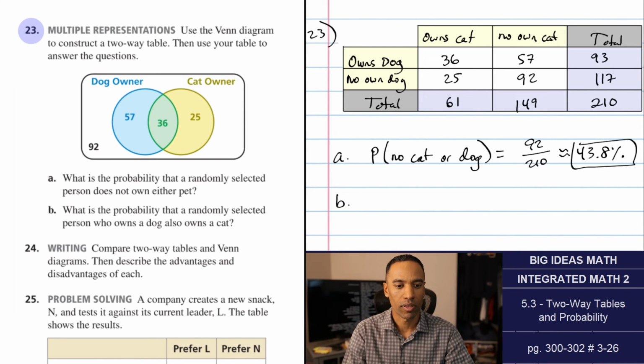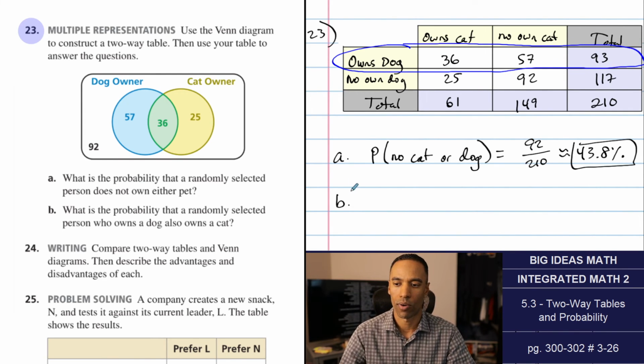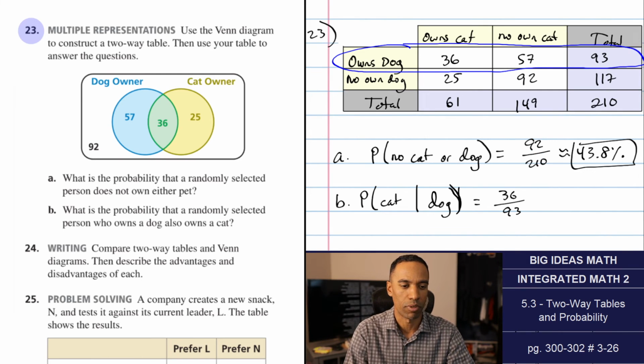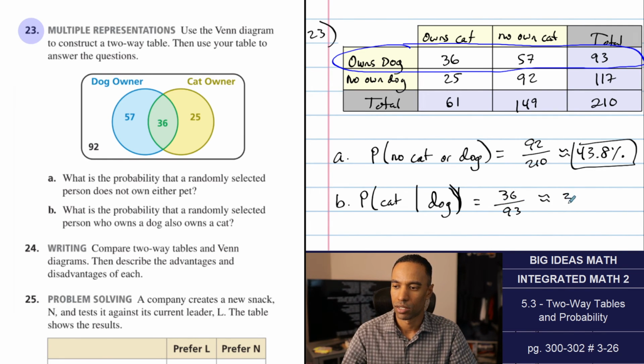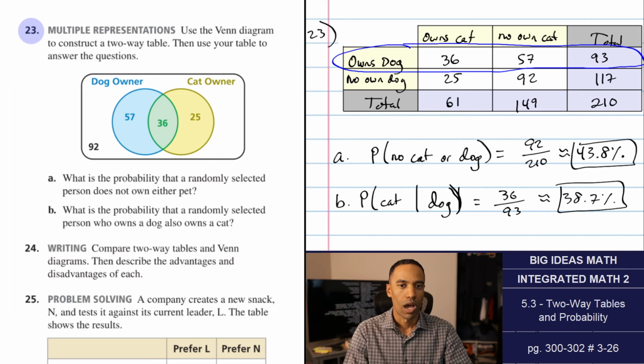Part B. What's the probability a randomly selected person who owns a dog also owns a cat? So among the dog owners, how many do own a cat? So now we're going to take probability of cat given dog. So we're going to take 36 of those out of the 93. It's going to be close to more than 40%, I believe, as well. So 36 out of 93. Oh, never mind. 38.7%. Okay. That's part B.